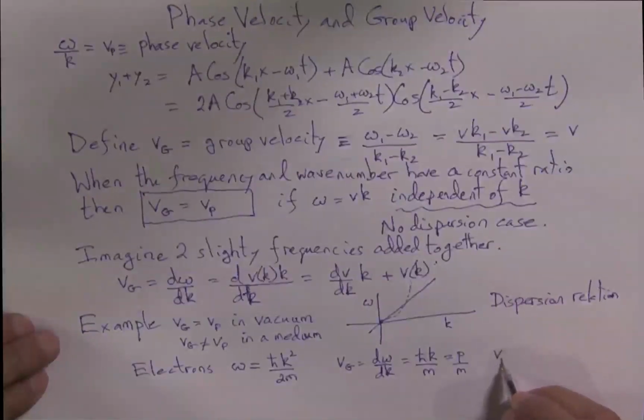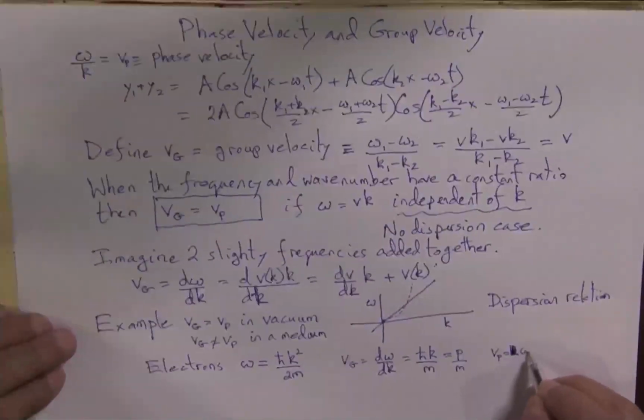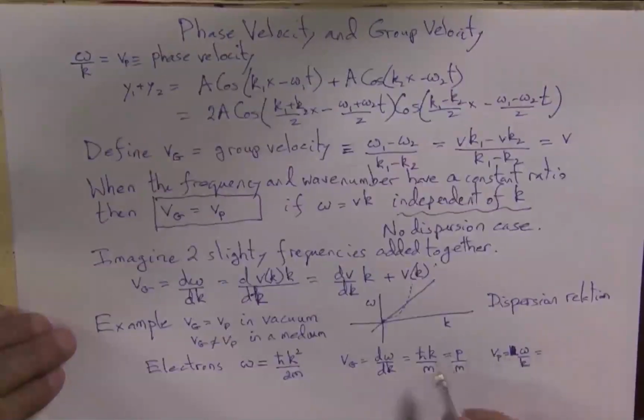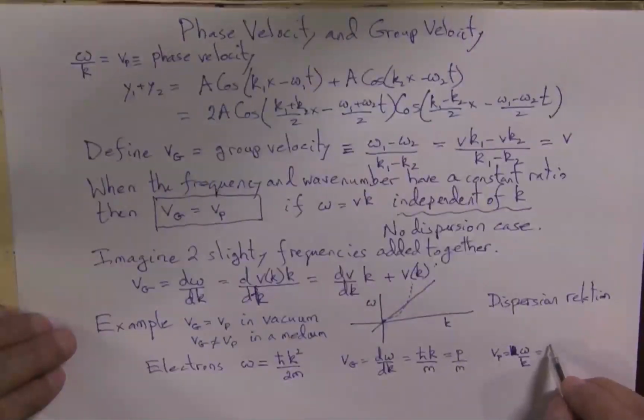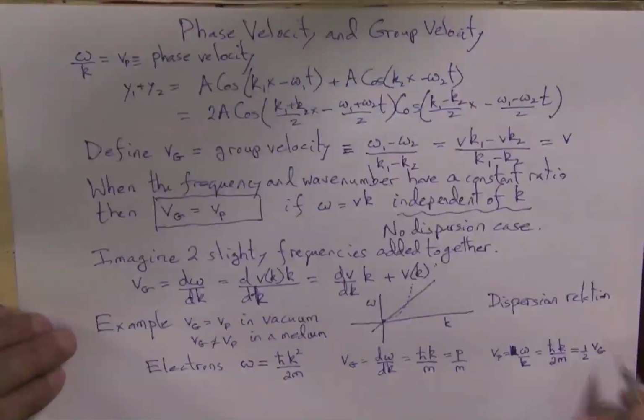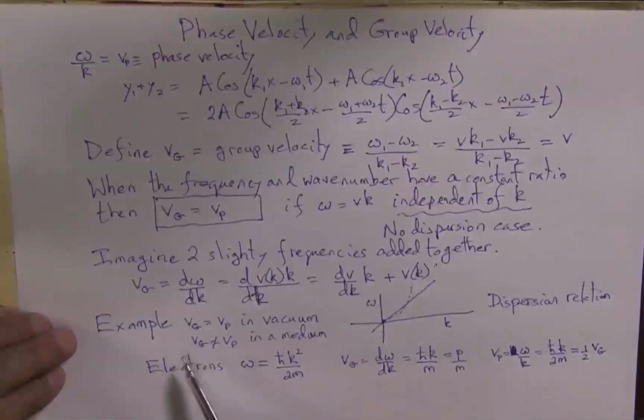But if I look at the phase velocity, well, the phase velocity is omega by k. And if I take omega as h bar k squared over 2m, that's equal to h bar k over 2m. But this is half the group velocity. So for light, or you could say photons, the group velocity and the phase velocity are exactly the same in vacuum, although not in a medium. But for electrons, the group velocity and the phase velocity are not equal. The group velocity is twice the phase velocity.